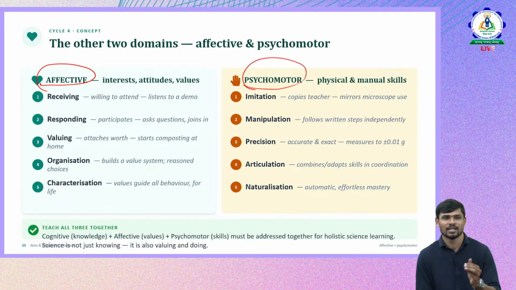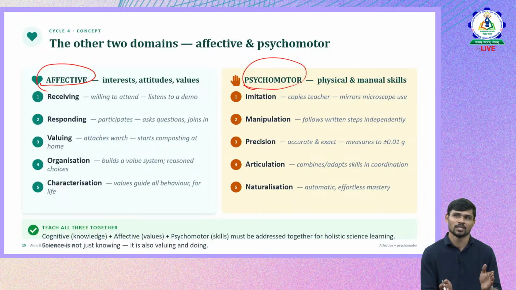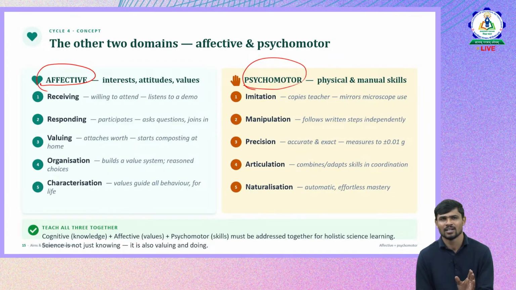Then organization, these are not emphasized much comparatively to cognitive domain. Cognitive domain will have more emphasis in CTET, but these two also have emphasis. There will be a little fewer questions from these two, affective domain and psychomotor domain, but the major focus is on cognitive domain. So when it comes to psychomotor, there are skills, manual skills and physical skills like imitation.